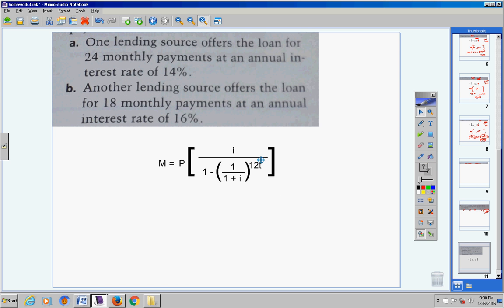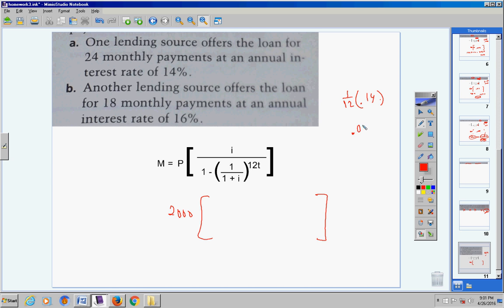Alright, let's quickly find our monthly payment. Monthly payment is going to be, what are we borrowing again? We're borrowing $2,000. So we have 2,000 times, let's find I. I would be 1/12 times 0.14. So let's find out what that would be. That's going to give you 0.016666 repeating, 0.0167. So that's your I.